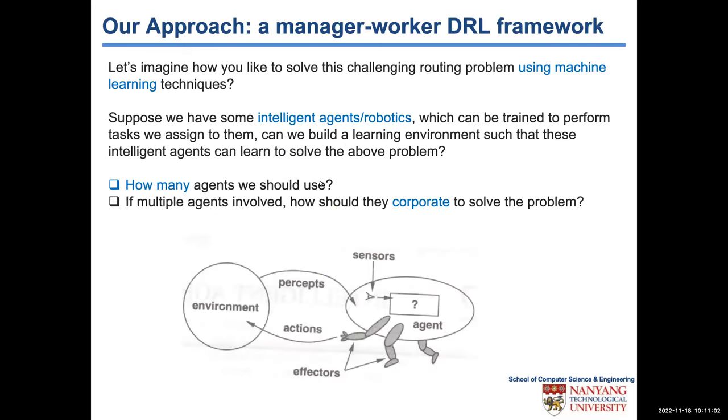By having this problem at hand, the coming question is, how can we solve this problem using machine learning frameworks? As we all know, deep reinforcement learning is a control algorithm that can control an intelligent agent to solve tasks. So how can we use deep reinforcement learning as a technique to solve this problem? That leads us to two questions. If we want to use a deep reinforcement learning algorithm, how many agents should we use? And if we use multiple agents for solving this task, how should they cooperate to solve this problem?